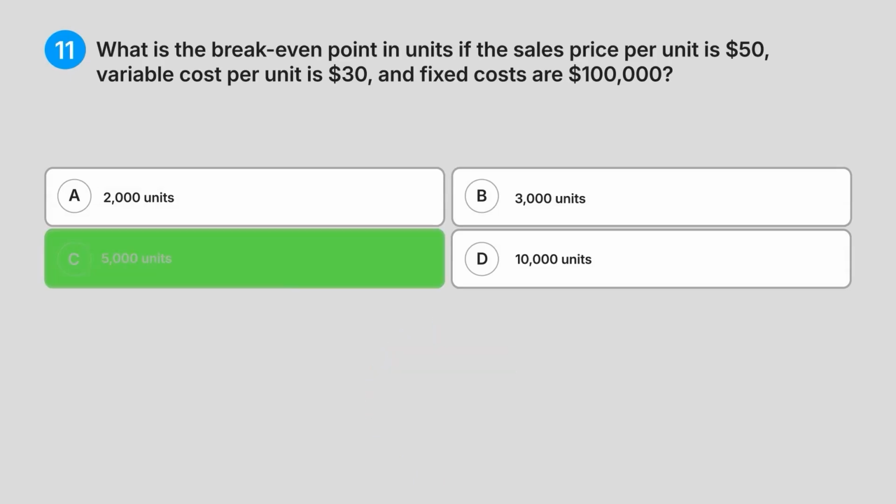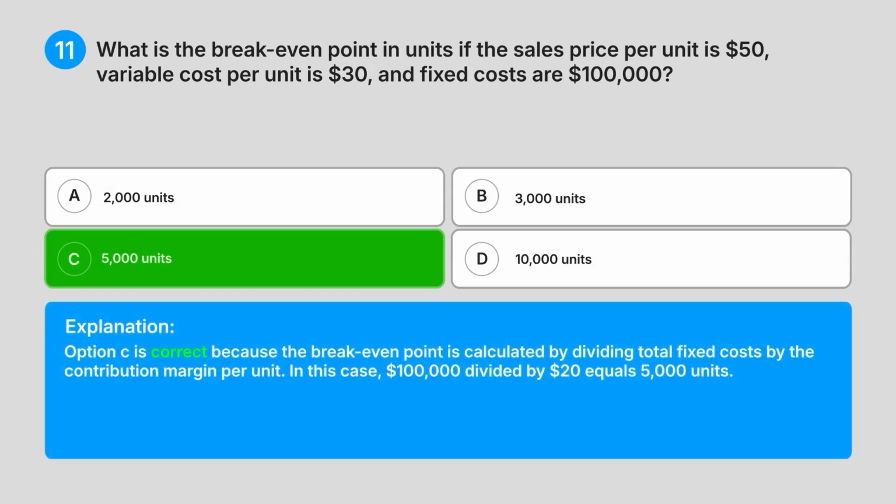Correct answer, C. 5,000 units. Explanation: option C is correct because the break-even point is calculated by dividing total fixed costs by the contribution margin per unit. In this case, $100,000 divided by $20 equals 5,000 units.